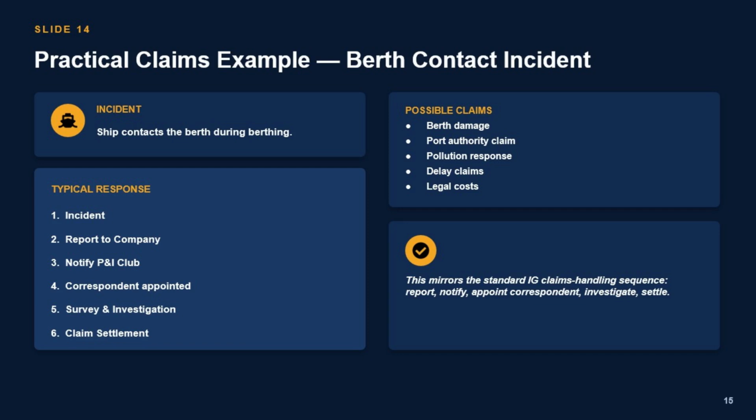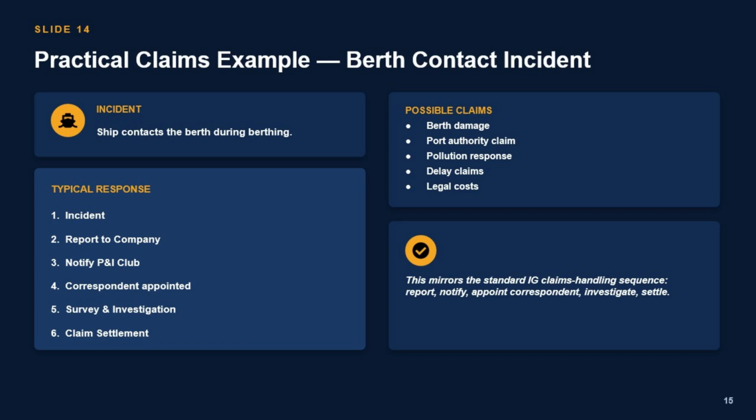Let's see how all these steps come together through a practical example. Imagine that a vessel accidentally strikes a berth while coming alongside in port. As a result, the berth is damaged and port operations are temporarily disrupted. Depending on the circumstances, there may also be pollution, repair costs, legal expenses, or claims from the Port Authority.